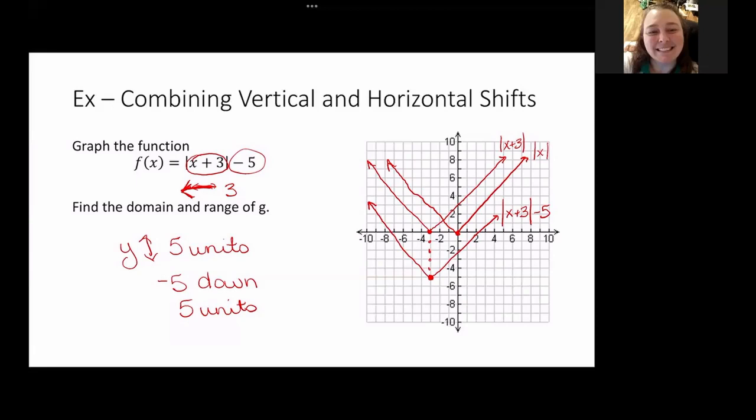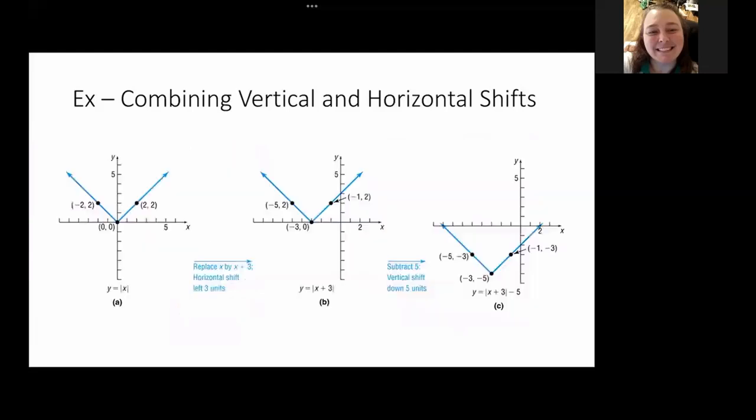I'm going to break it up into 3 separate graphs so you can see a little bit better what's going on. For example, we just drew absolute value of x. That's this first one, A. It's a V. We've got a few points. Remember, the vertex is at 0, 0, and it's going to be like 1, 1, negative 1, 1, 2, 2, negative 2, 2. Now, the first thing we're going to do is replace it by the x plus 3.